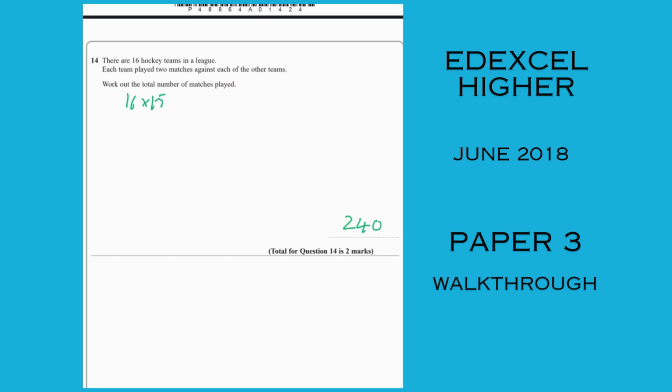All right, lots of ways of going about it. Or just put yourself in the perspective of if you are one of the 16 hockey teams, you've got 15 potential opponents and so on.